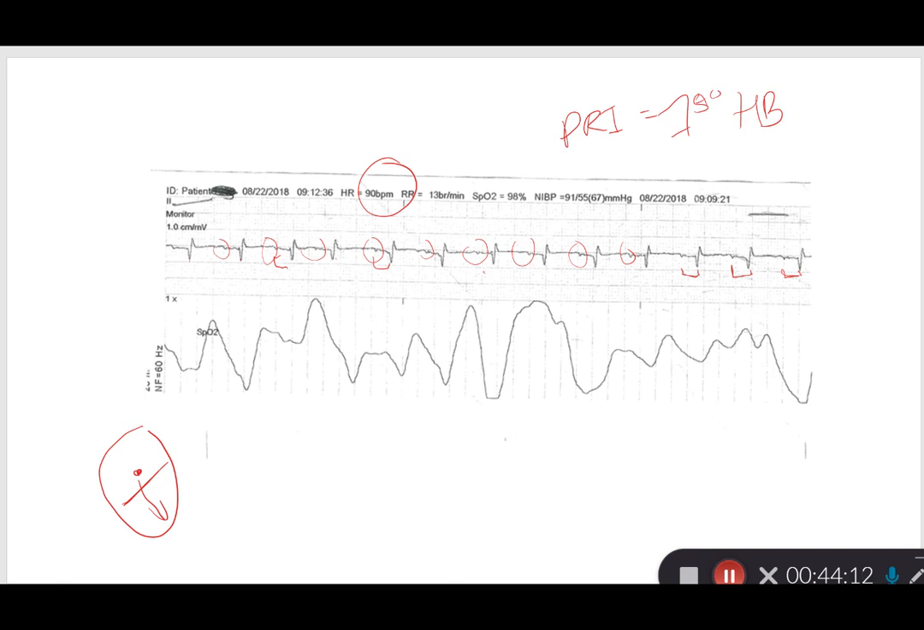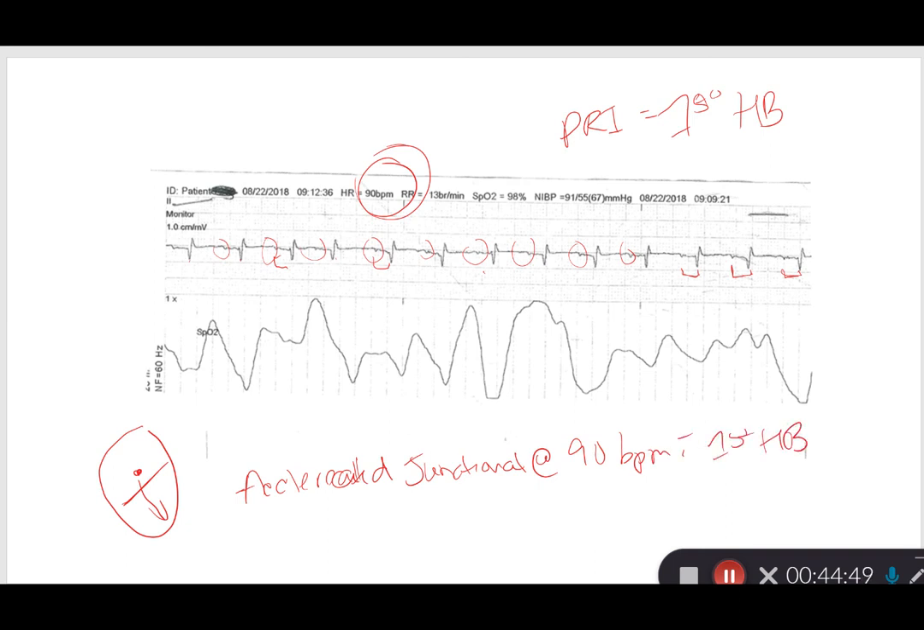So my underlying rhythm here, because with a first degree heart block, we do have to label the underlying rhythm. It is junctional because I have those inverted P waves. It's 90 beats per minute, so it is not tachycardic, but it's not junctional escape because it's going too fast to be junctional escape. So it's accelerated. It's accelerated junctional at 90 beats per minute with a first-degree heart block.